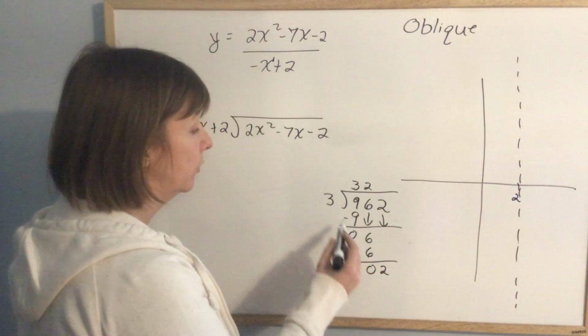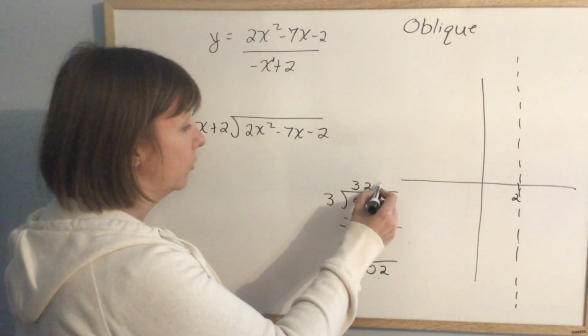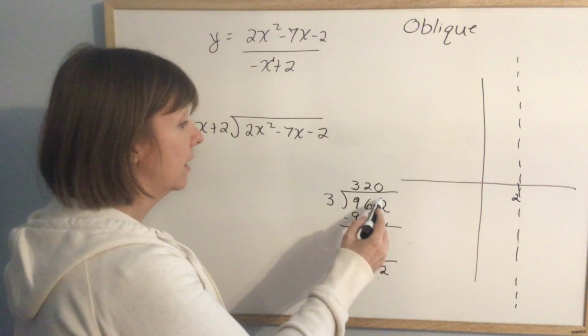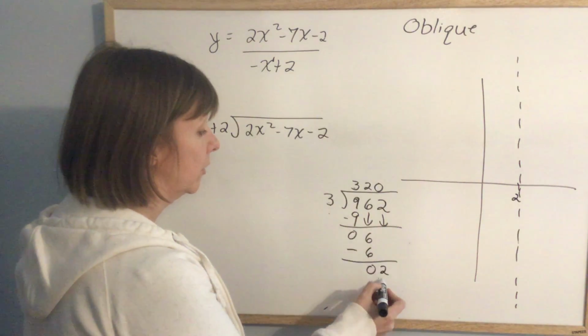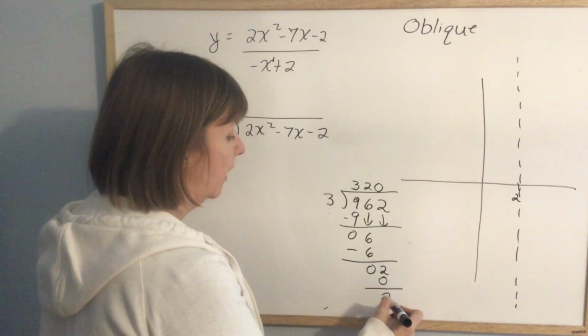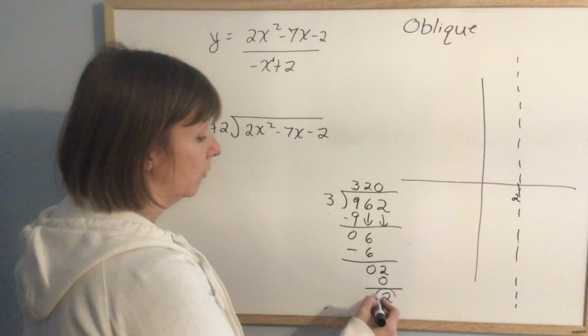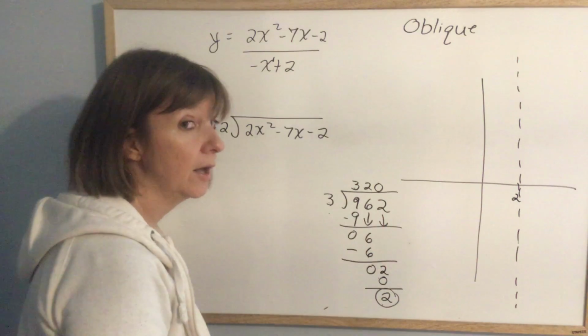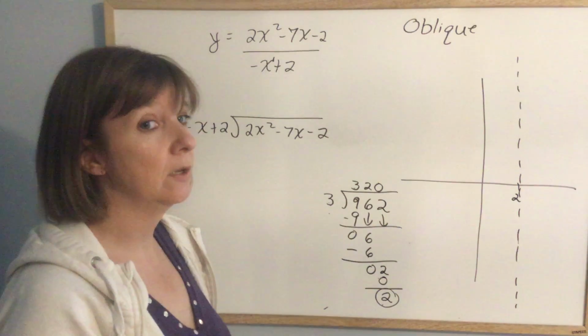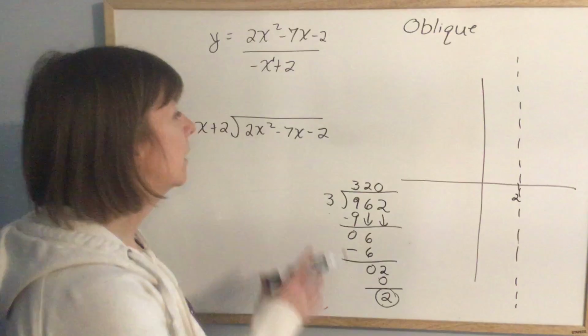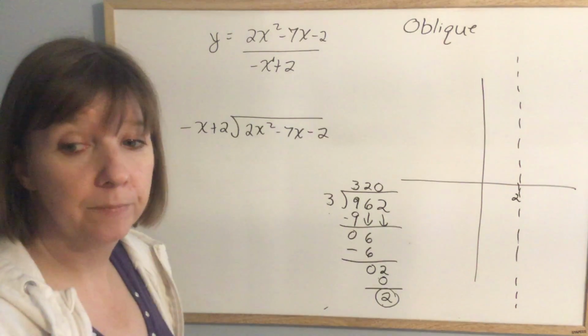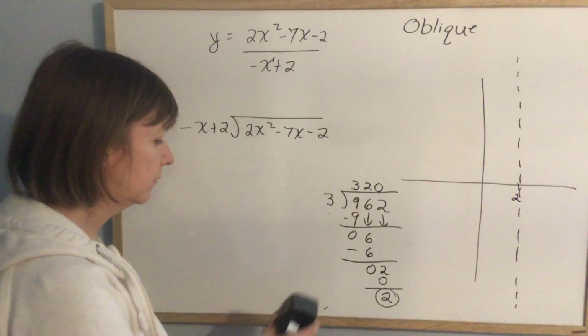Move down the 2. 3 goes into 2 0 times. And so 0 times 3 is 0. And so I have nothing left to bring down. So my remainder is 2. And the answer is 320 with 2 left over. Same process here. Just a little bit yuckier.